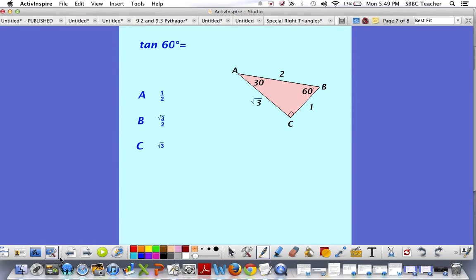Now we're looking at the tangent of 60 degrees. Well, tangent is opposite over adjacent. Well, what's opposite the 60-degree angle? Radical 3. What's adjacent to the 60-degree angle? 1. We don't choose 2 because 2 is the hypotenuse. So radical 3 over 1, of course, is just radical 3. So your answer is C.